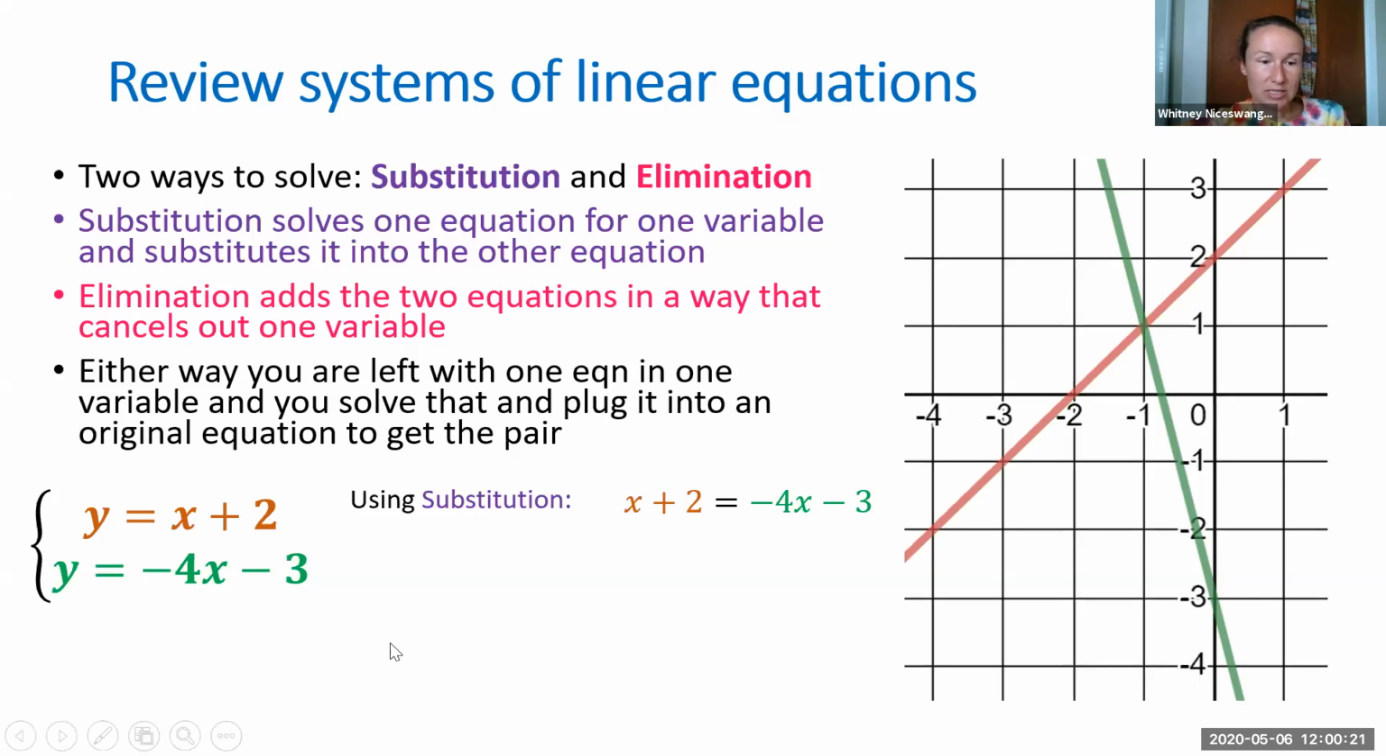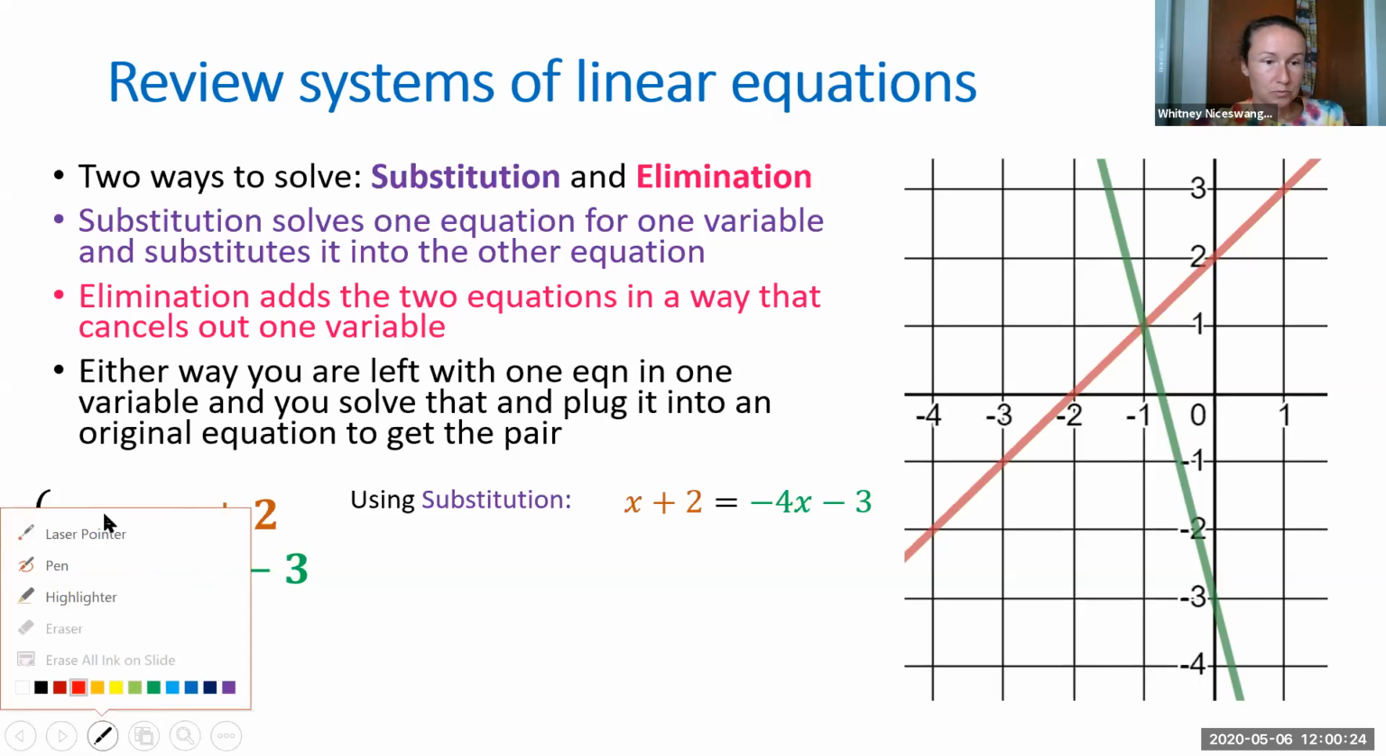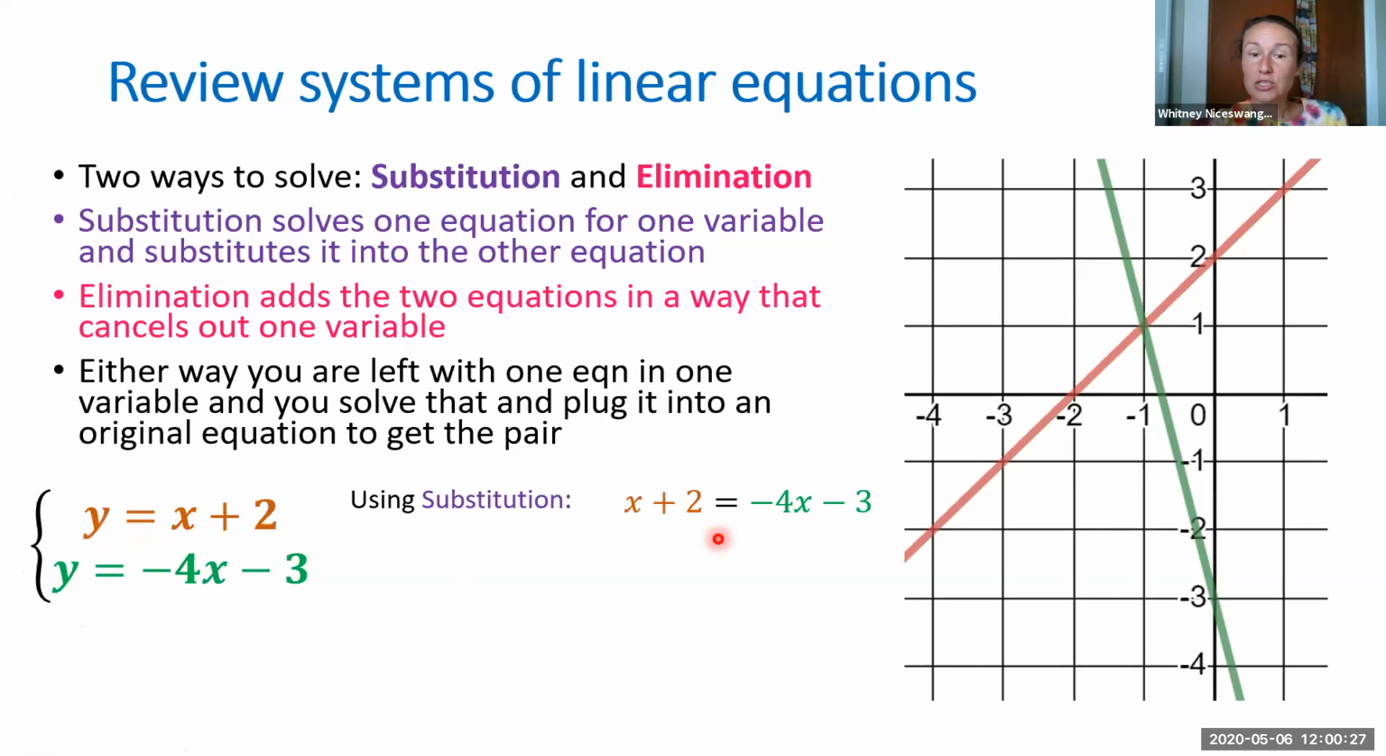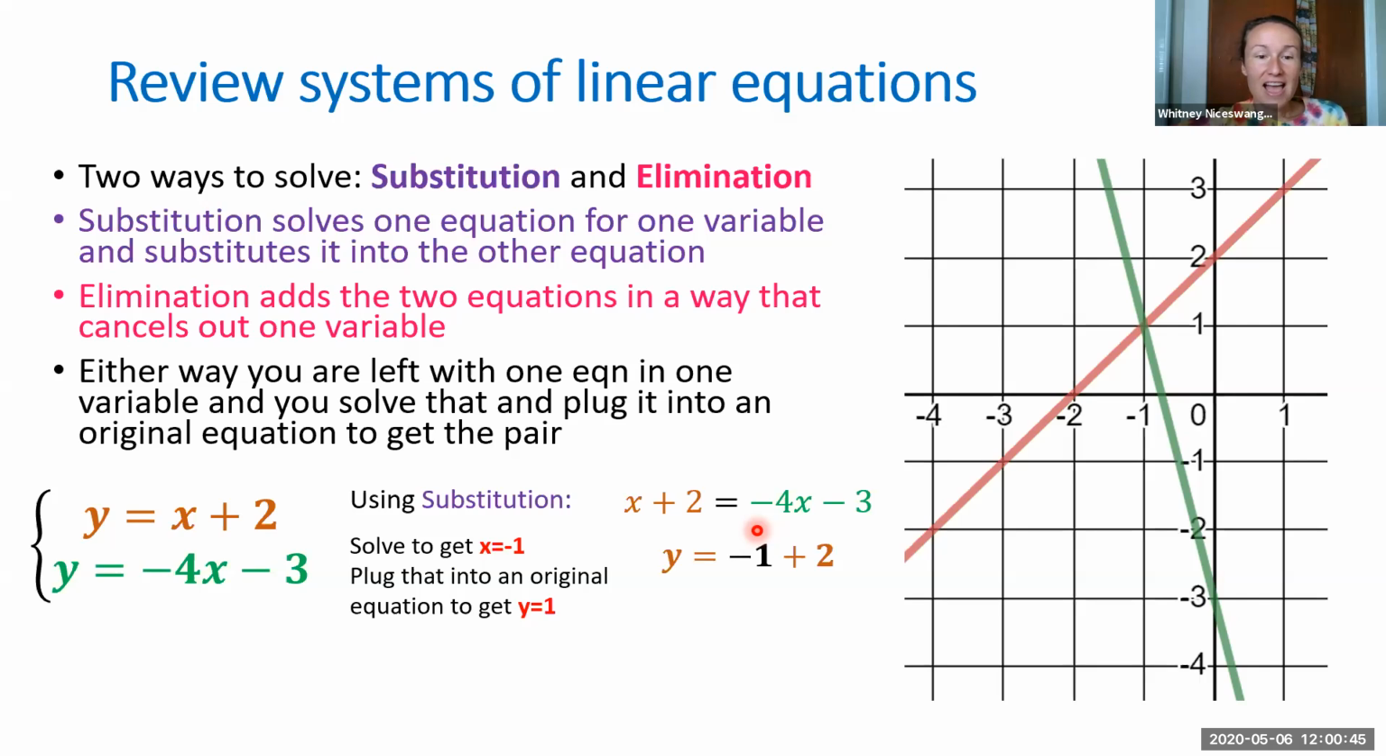This x plus 2 equals negative 4x minus 3. We know that that's true because y is equal to y. So we use our substitution, and when we do that, we solve this equation we've created for x, and we get that x is equal to -1. Then we plug that x is equal to -1 into one of our equations.